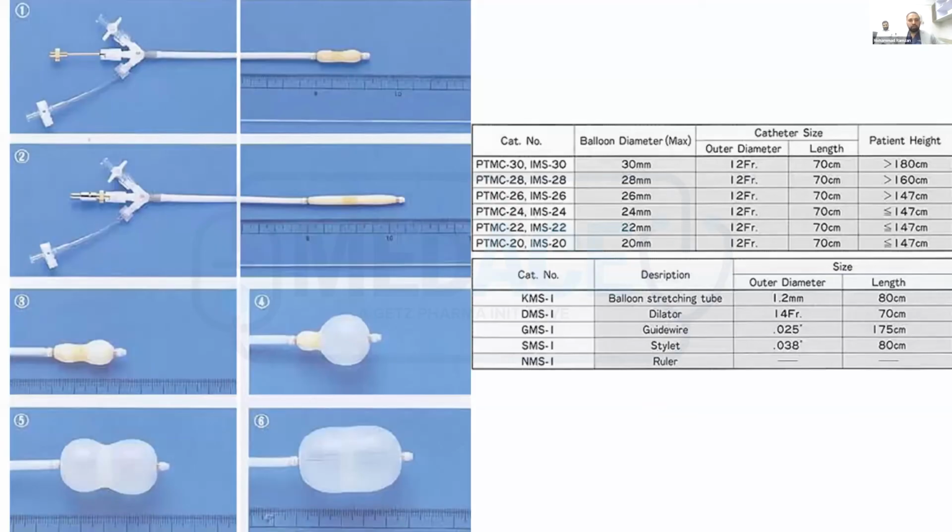So these are the different parts of the balloon, and Dr. Badar has clearly described the proximal part, the distal part, how the distal part has 3 components, and how they are sequentially dilated.